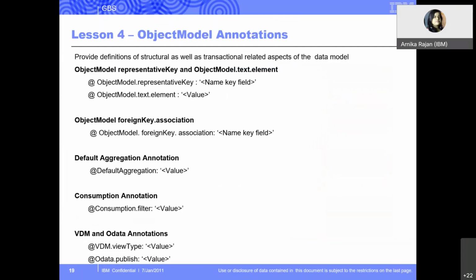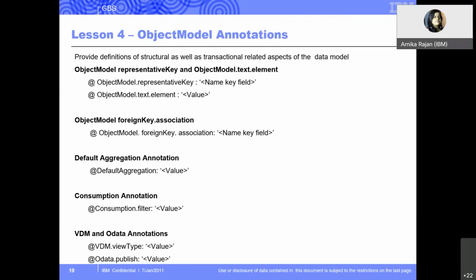Any questions till now? Then we have one more, object model representative. This is the object model, right? The object model annotation is basically used to define the structural and transactional aspects of the data model. So when we say that, what do we mean? Here we can define default aggregation values. We can also define the foreign key association.